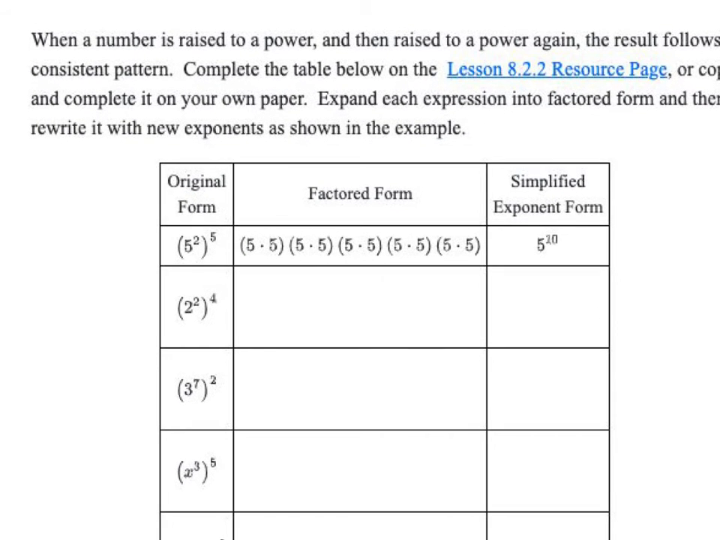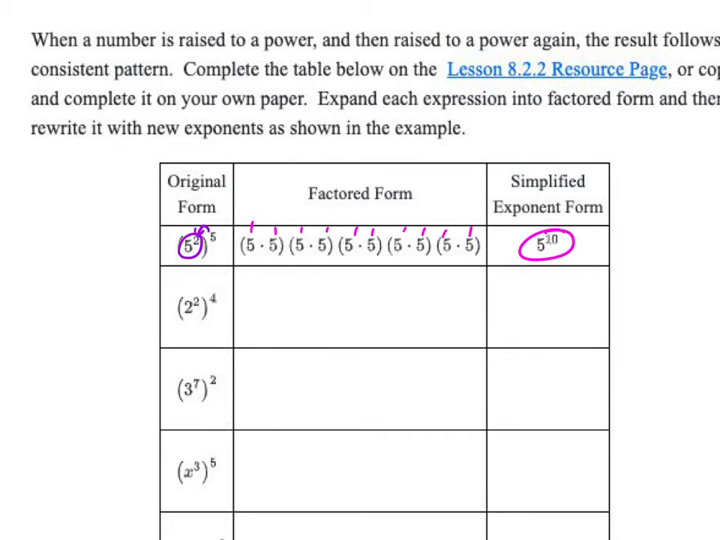So start off by taking a look at this here. The original form is 5 raised to the 2nd power, but then that is in parentheses and raised to the 5th. So it's like saying I've got 5 groups of this whole thing here. Well, 5 to the 2nd, that's just 5 times 5. So here I've got 1, 2, 3, 4, 5 groups of 5 times 5. So in total, I've got a grand total of 1, 2, 3, 4, 5, 6, 7, 8, 9, 10 5s, which is how I'm getting that simplified form of 5 to the 10th.